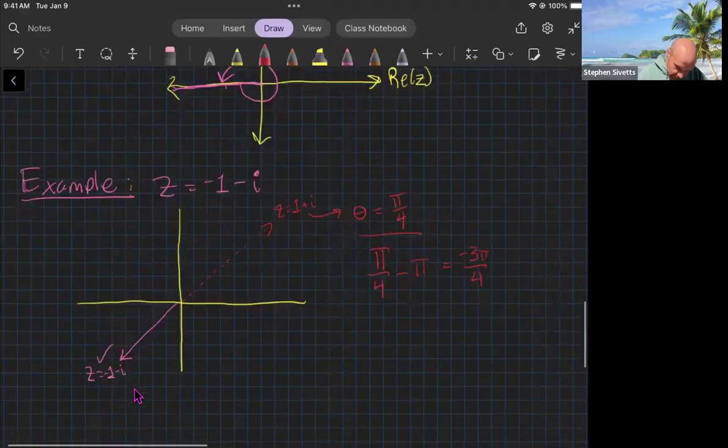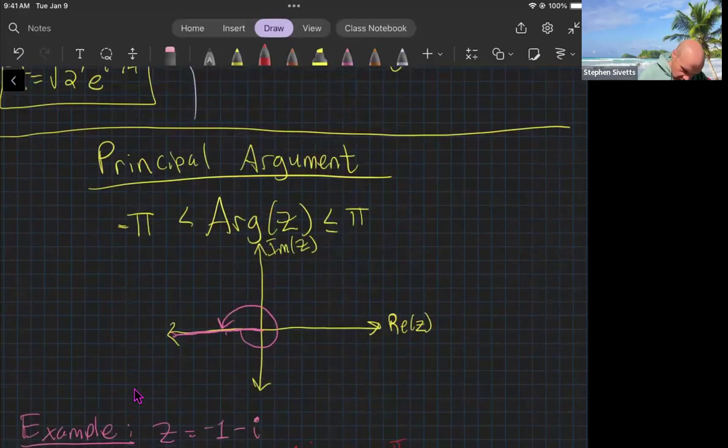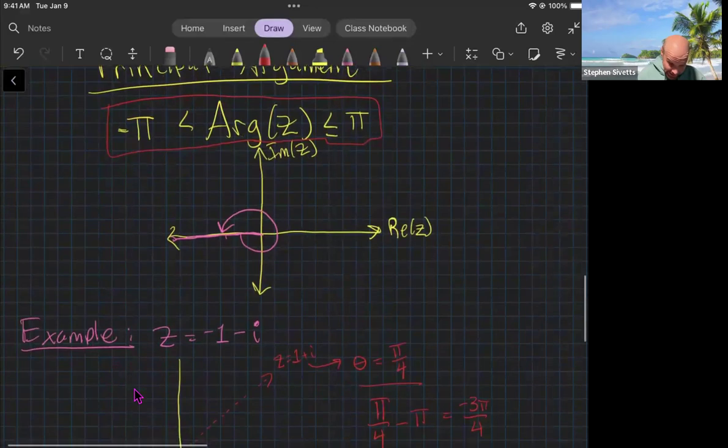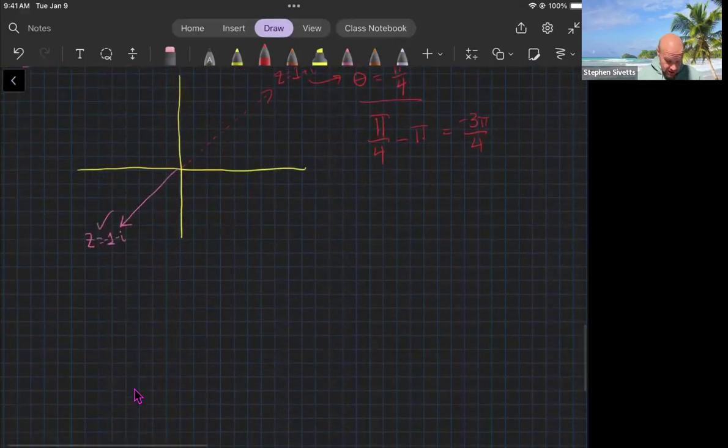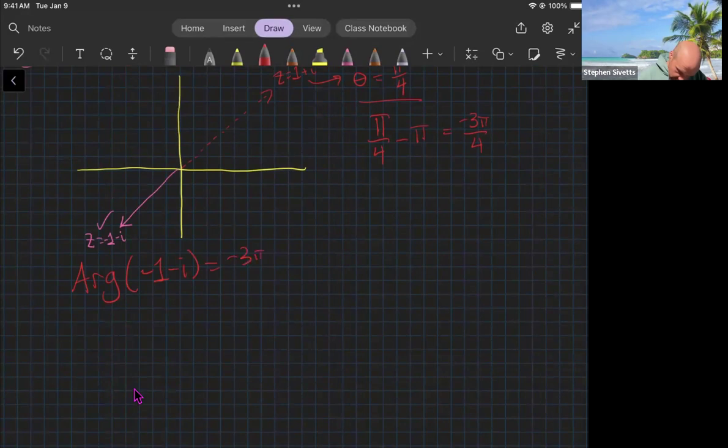Okay. Remember, the range for the argument of a complex number is in between minus pi and pi. Okay. So for minus 1 minus I, its principal argument would equal minus 3 pi over 4. Okay. So that's the principal argument. Hopefully that made sense.